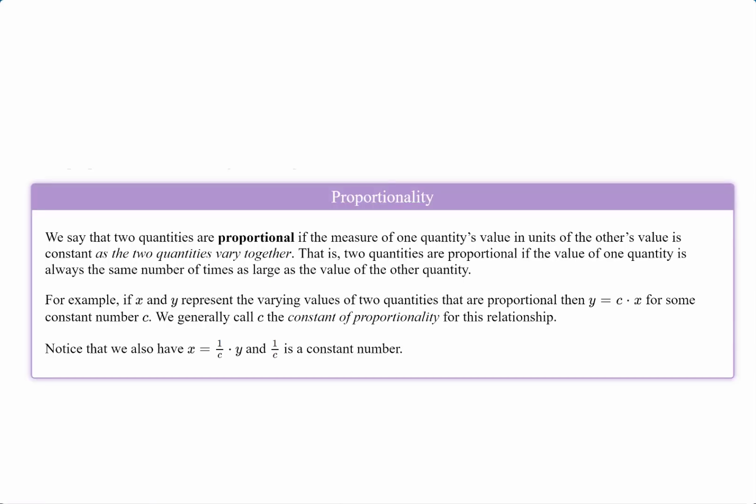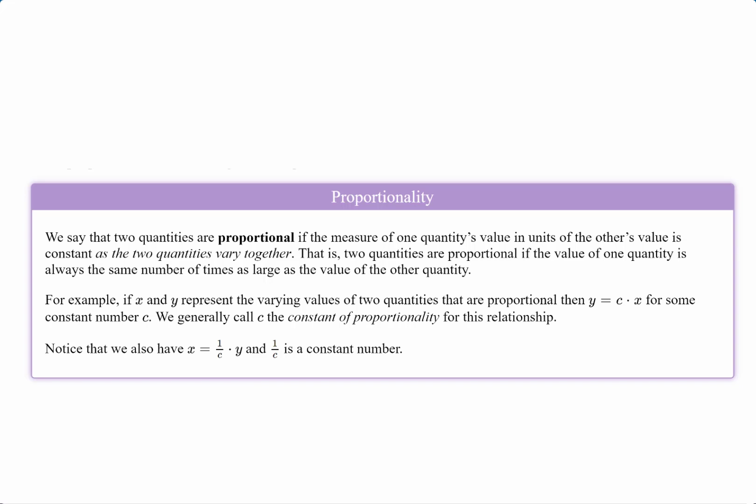In general, we say that two quantities are proportional if the measure of one quantity's value in units of the other's value is constant as the two quantities vary together. And this entails that the two quantities are proportional if the value of one quantity is always the same number of times as large as the value of the other quantity.